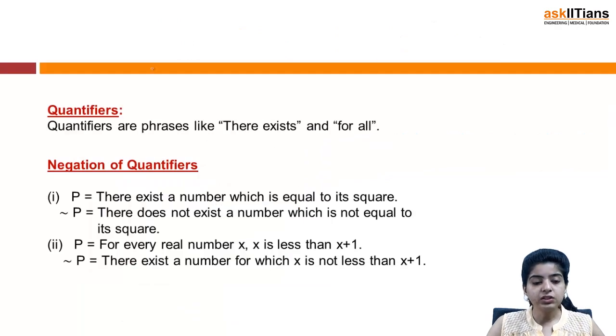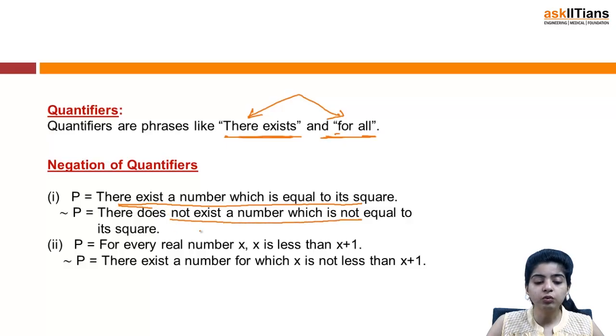Next we have quantifiers. Quantifiers are phrases like "there exists" and "for all." These phrases are called quantifiers, right? And negation of quantifiers, again we have already discussed negation. If P is "there exists a number which is equal to its square," how do you negate it? There does not exist a number which is equal to its square.